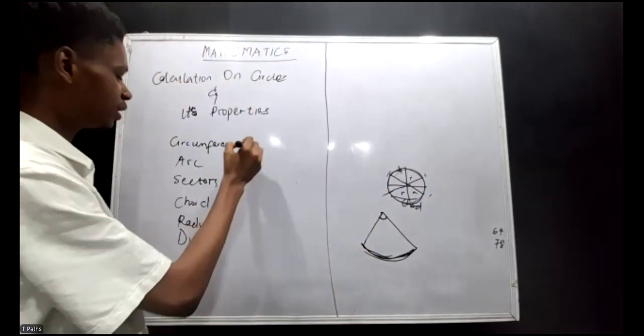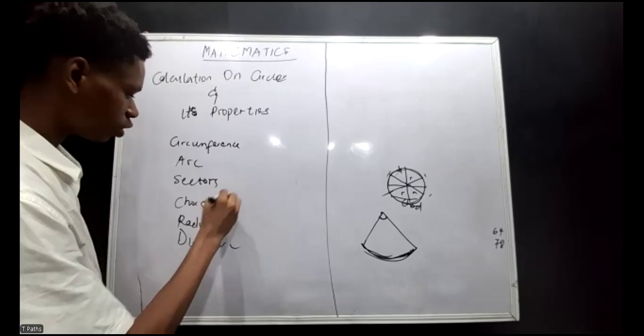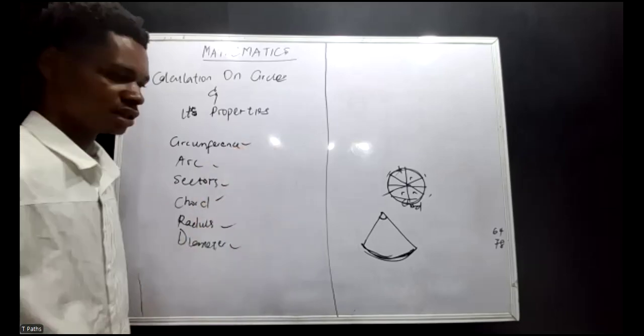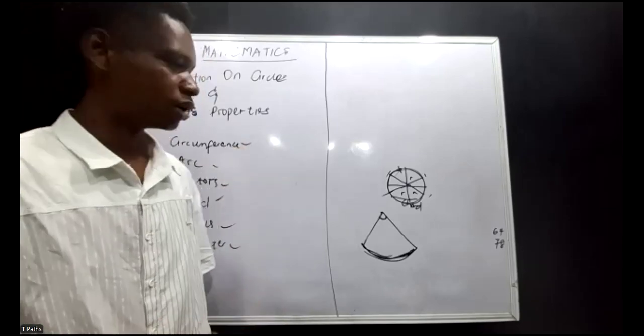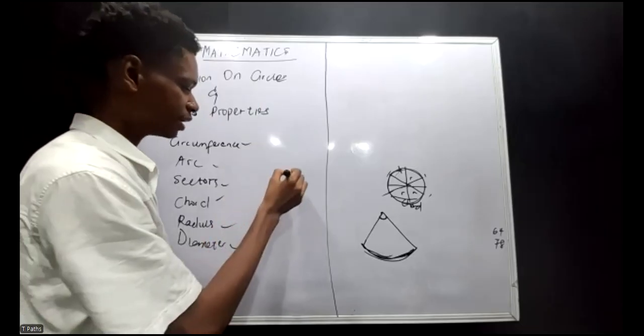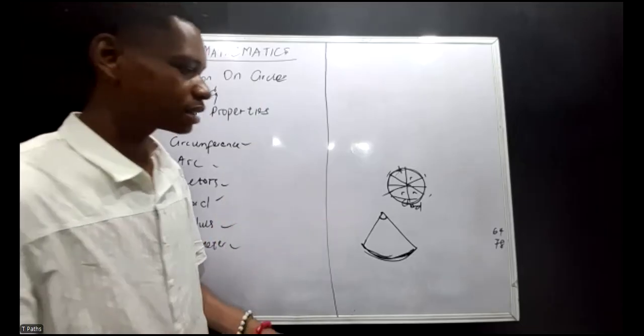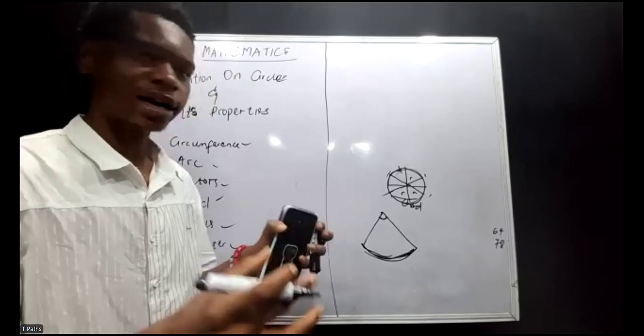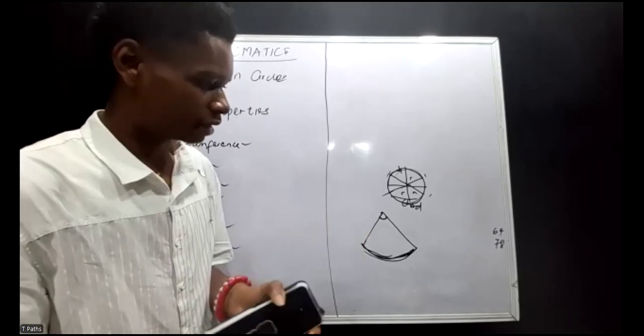So I think I've explained this. I've explained chord, sectors, arc, and circumference. Yes. So I guess we are good. There's one other thing, the segment. A segment is simply a part that connects two sides of a radius and a chord.